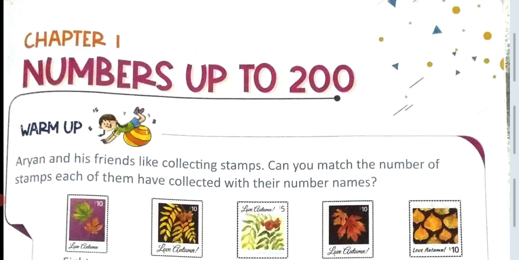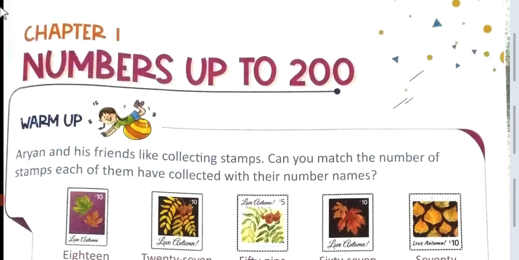Online class. So first of all, I want you to open your maths book and go through this explanation. If you have any doubt or confusion, take the help of your parents. So let's see chapter number 1, numbers up to 200. In this chapter we will study numbers up to 200. We have already studied numbers 1 to 10, 1 to 50 and 1 to 100. But now in this chapter we will study numbers up to 200.